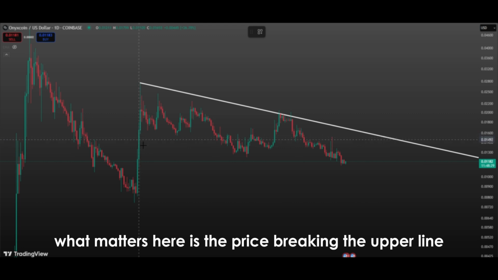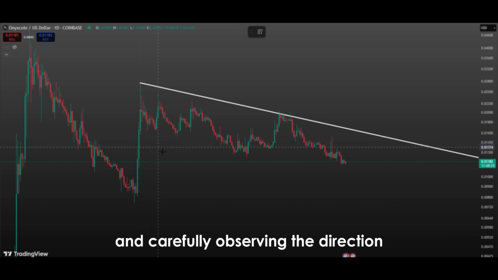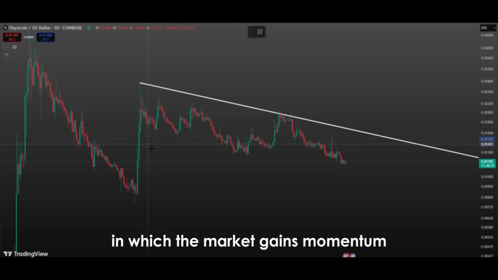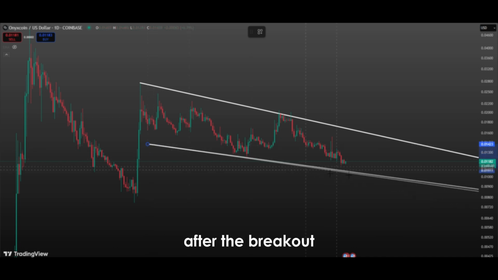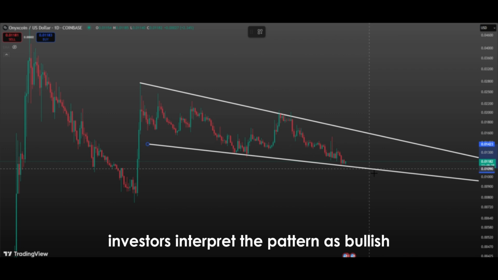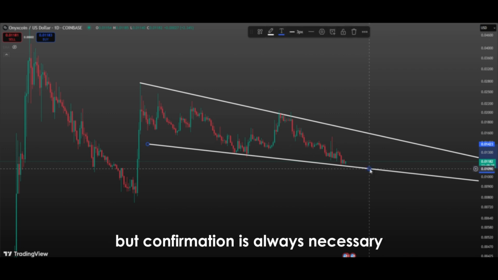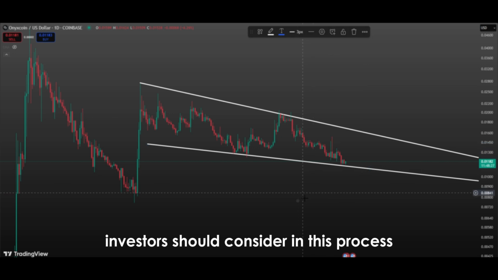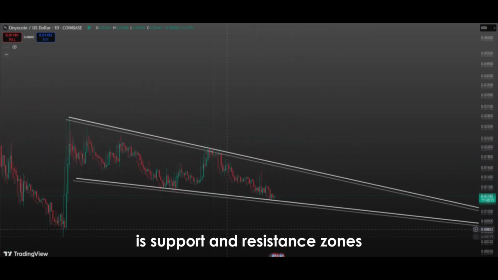What matters here is the price breaking the upper line and carefully observing the direction in which the market gains momentum after the breakout. Since this breakout is most often upward, investors interpret the pattern as bullish, but confirmation is always necessary. Another factor investors should consider in this process is support and resistance zones.